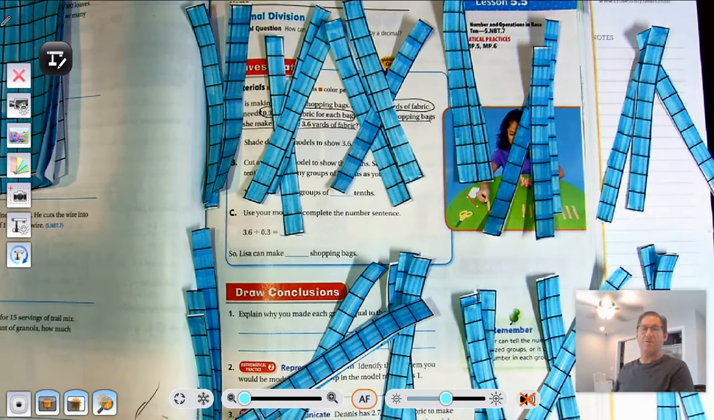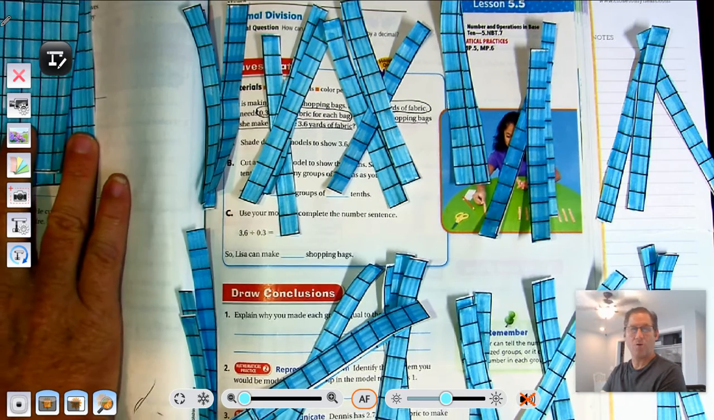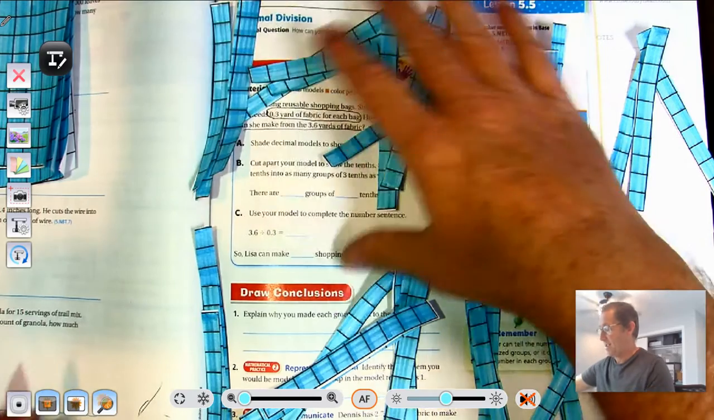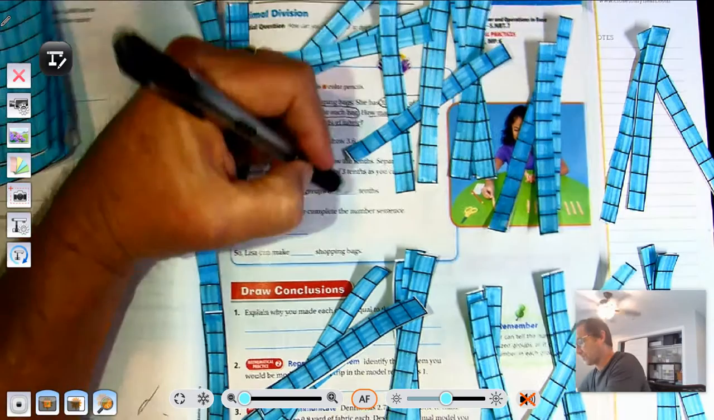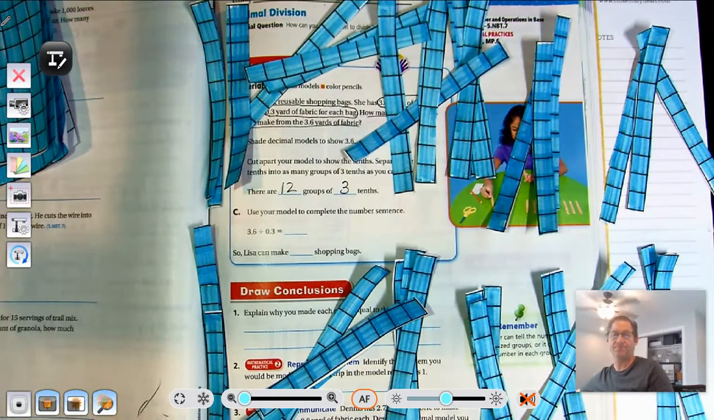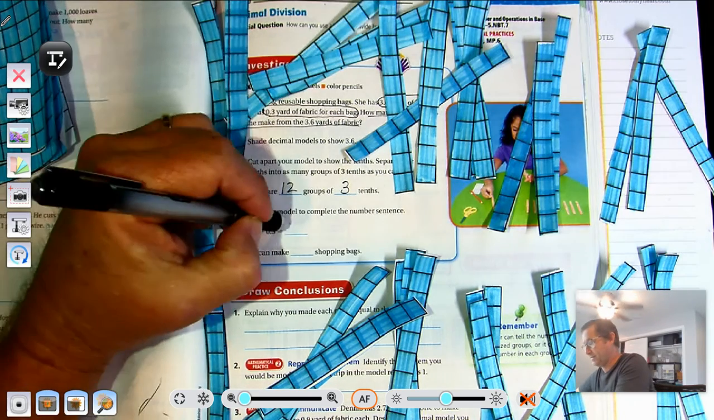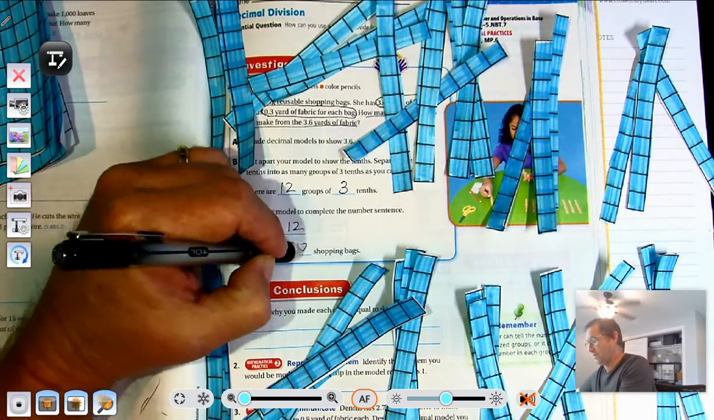So how many pieces did I have total? I had 36 tenths. So when I colored in 3 wholes and 6 tenths, I could think of that as 36. So how many groups of 3/10 are there? There are 12 groups of 3/10. So 3 and 6 tenths divided by 3/10 is 12. So she can make 12 shopping bags.